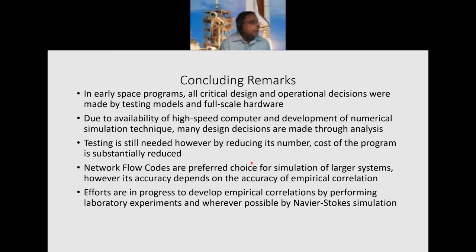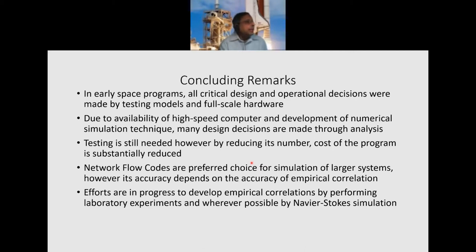Of course, we are doing many, many Navier-Stokes calculations also. When it comes to the flow between the turbine blades, definitely you need a Navier-Stokes solution for the fidelity of that. But there are many situations where network flow codes can be used, particularly when you are trying to predict the whole system, the whole duration of the launch.